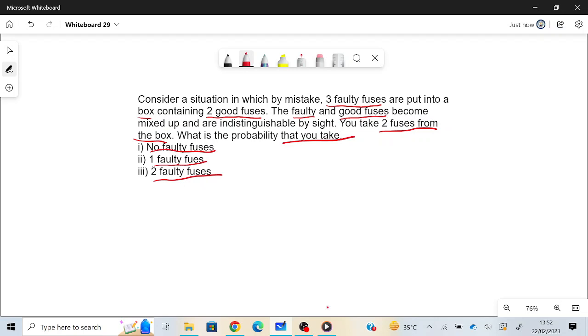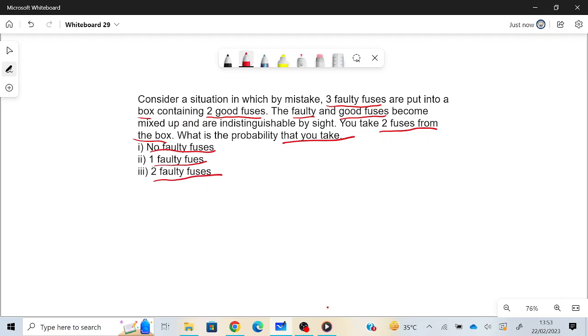So this question may look a bit complicated at first viewing, but let's bisect it. It says that by mistake, 3 faulty fuses are put into a box containing 2 good fuses. So the total number of fuses in that box is 5. They get mixed up and you can't separate them, and you have to take 2 fuses at random. They're asking the probability of getting no faulty fuses, 1 faulty fuse, or 2 faulty fuses.